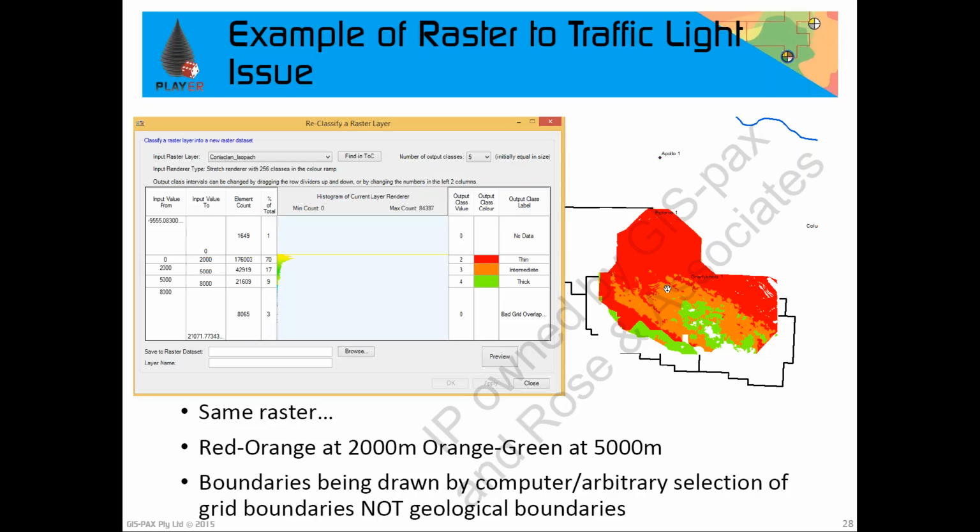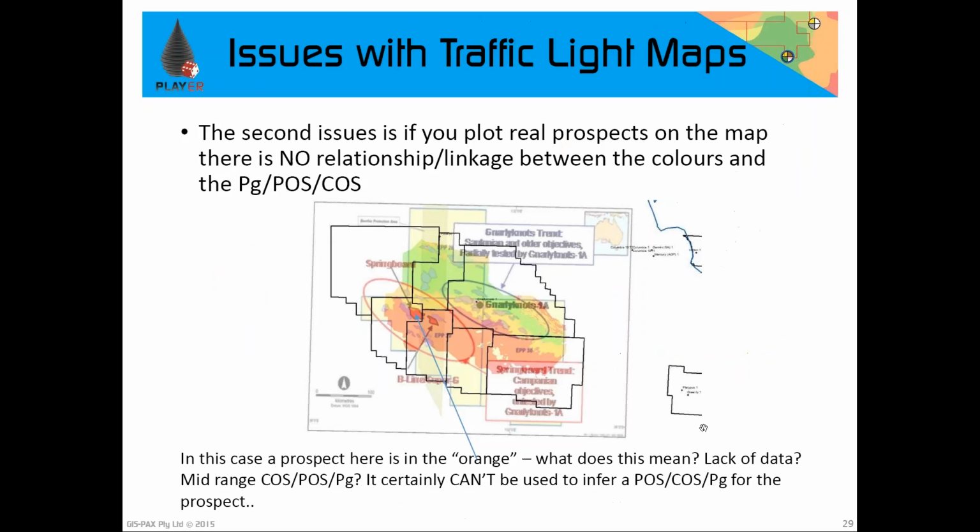There's no difference between a prospect on different sides of the orange to the red here. No fundamental difference. So the second issue that you get is when you put real prospects on top of your play map, there's no linkage. So this Springboard prospect here, it's in the orange area or the red area on this map. Does that mean it's a low probability? Is it an area where I don't have much data? It's not clear what this means. There is no linkage between my POS, my COS, my P sub G and my maps. They're not linked at all.